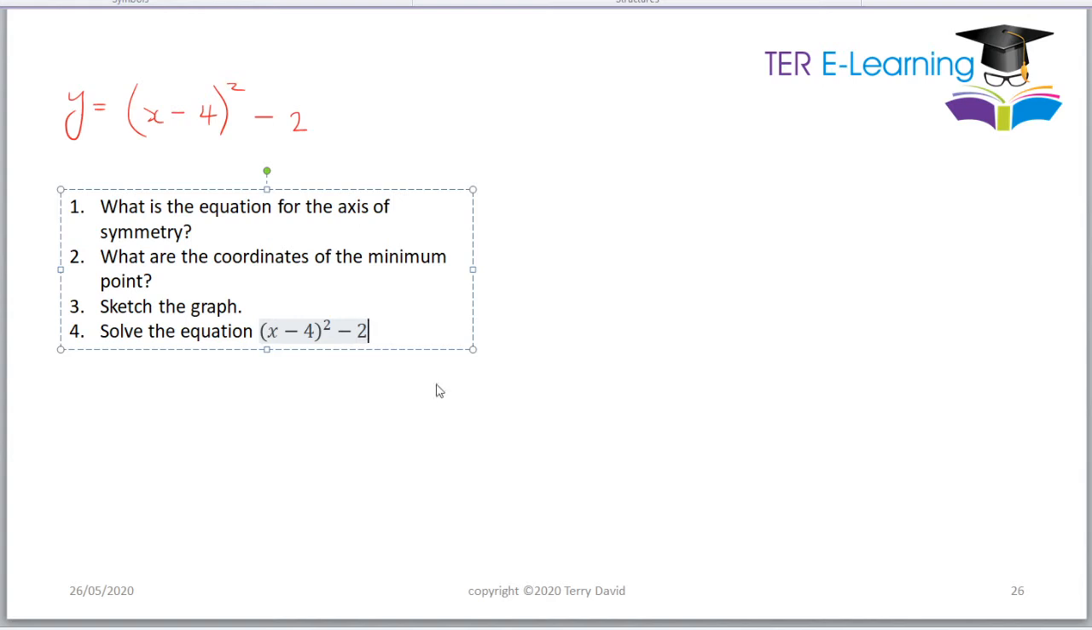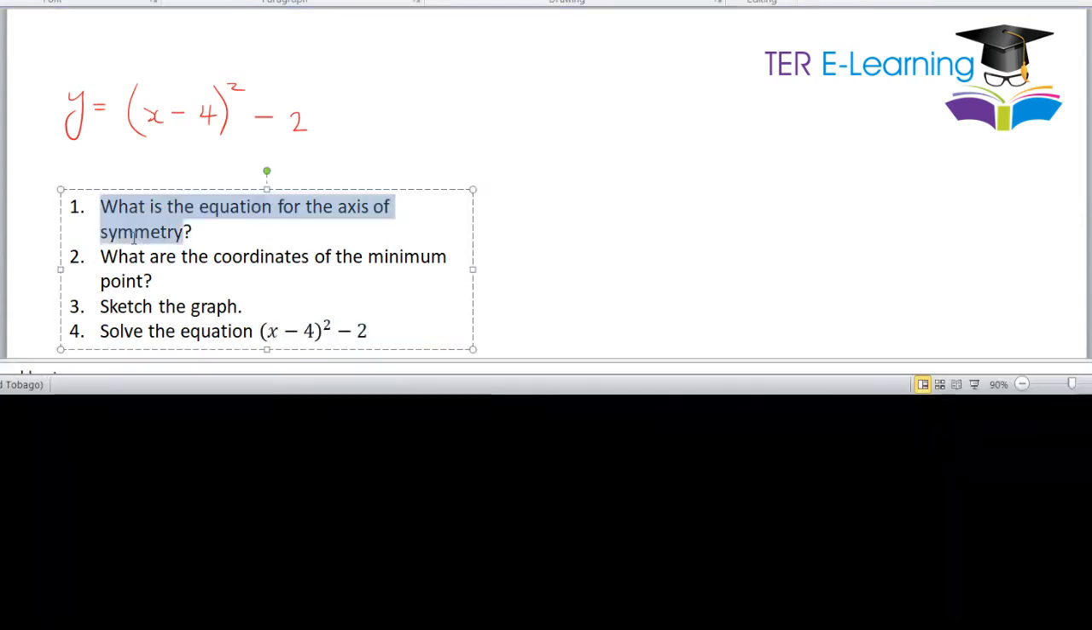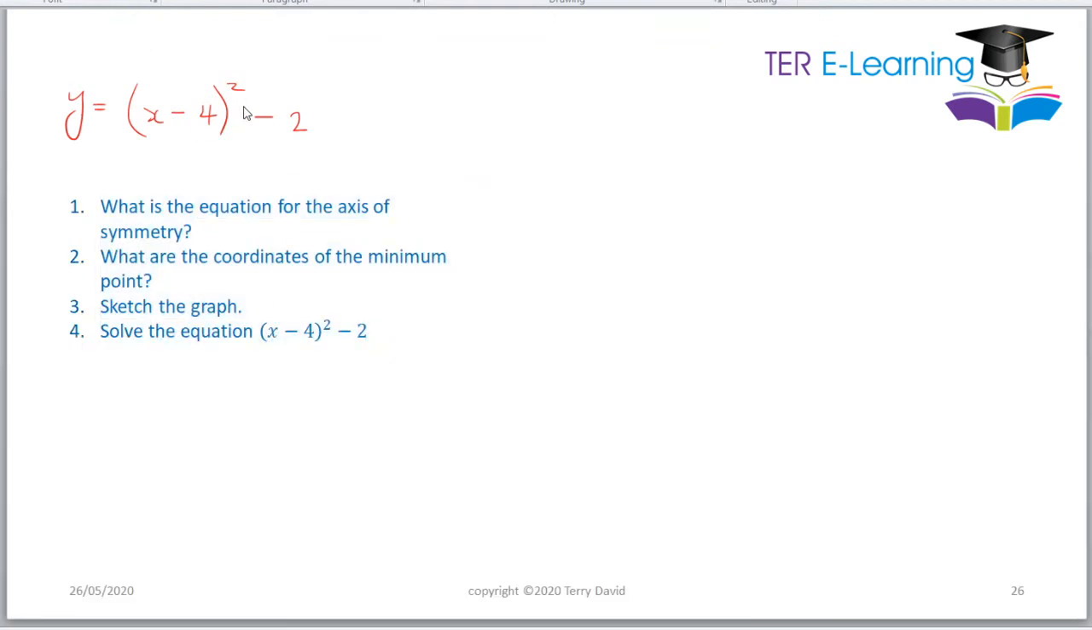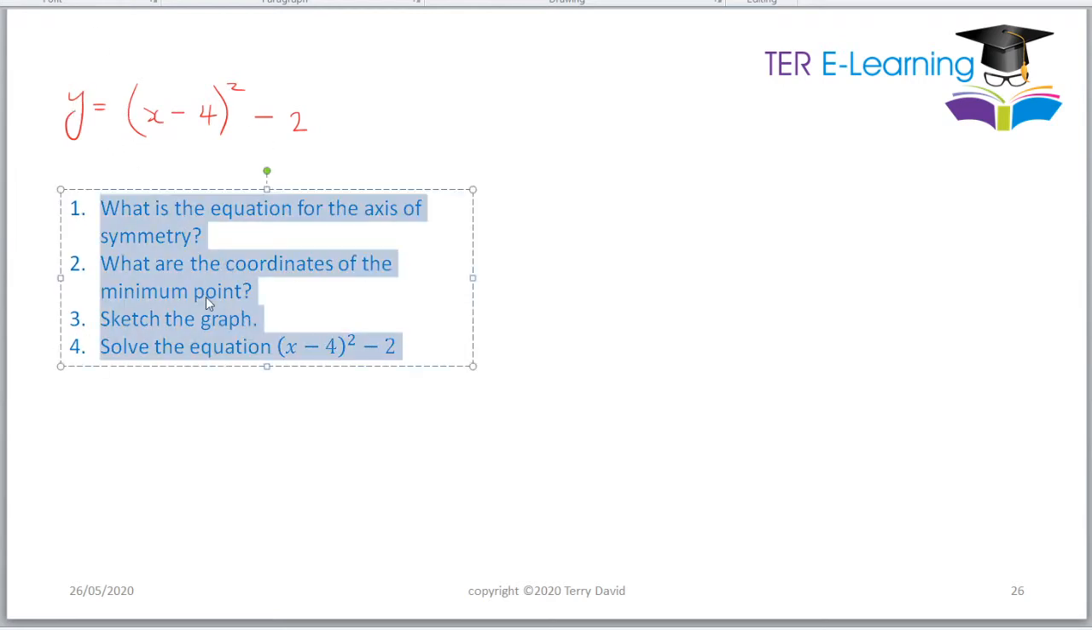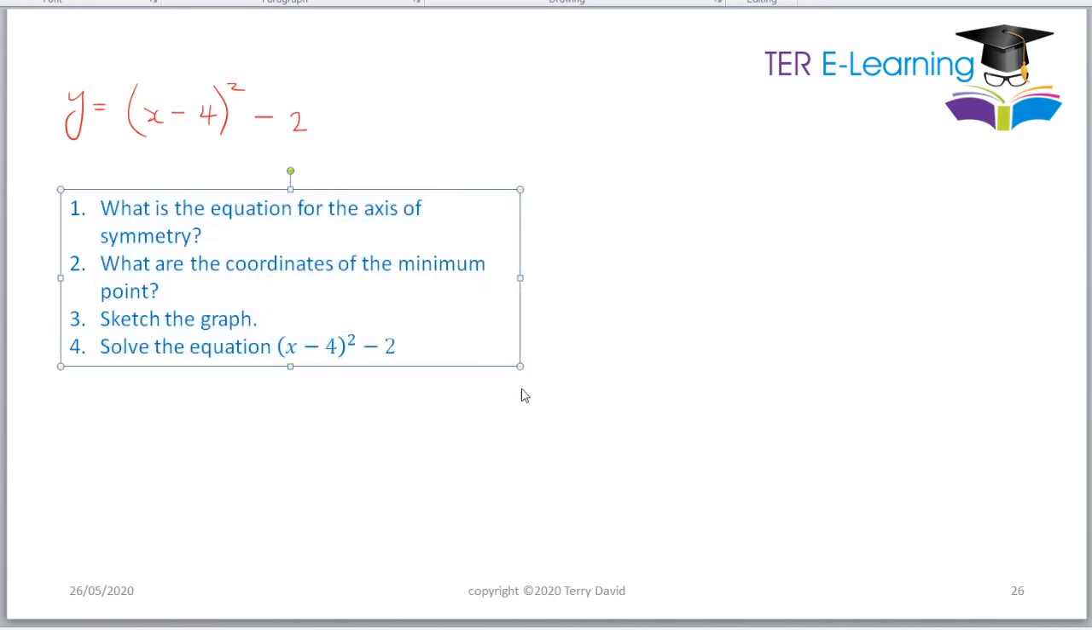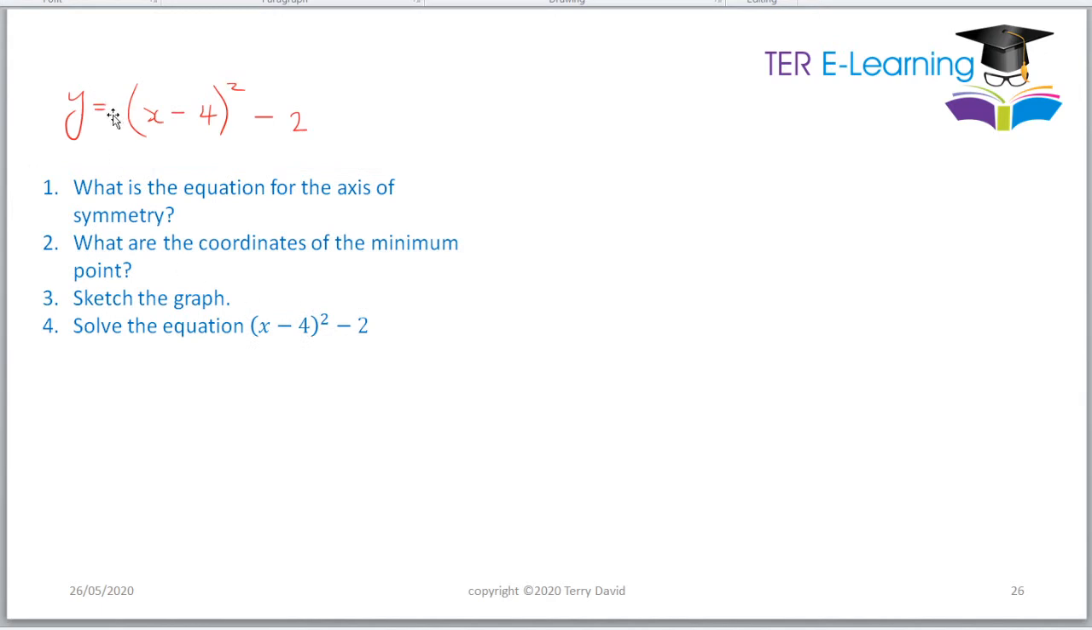All right, so let's look at this here. All right, so I've given you a quadratic. The quadratic is y equal x minus 4 in brackets squared minus 2, right? That's my quadratic. I want to know the first part. So part 1, what is the equation for the axis of symmetry? So what is the answer for part 1?